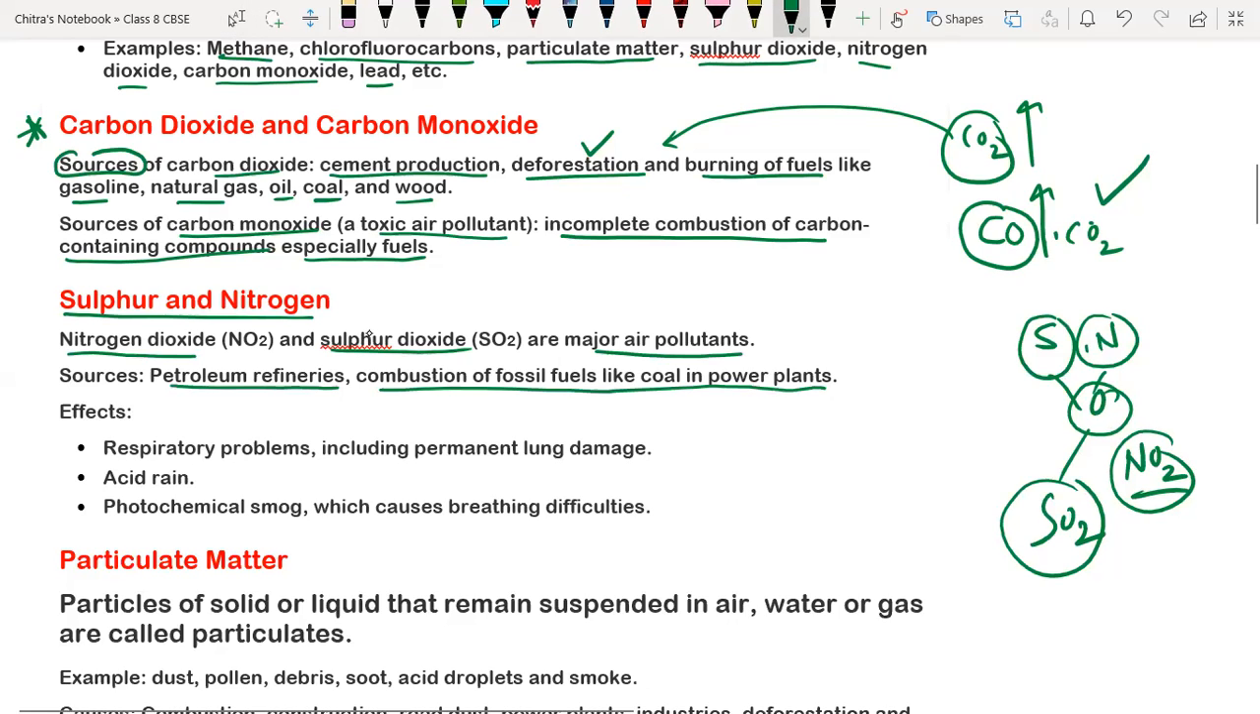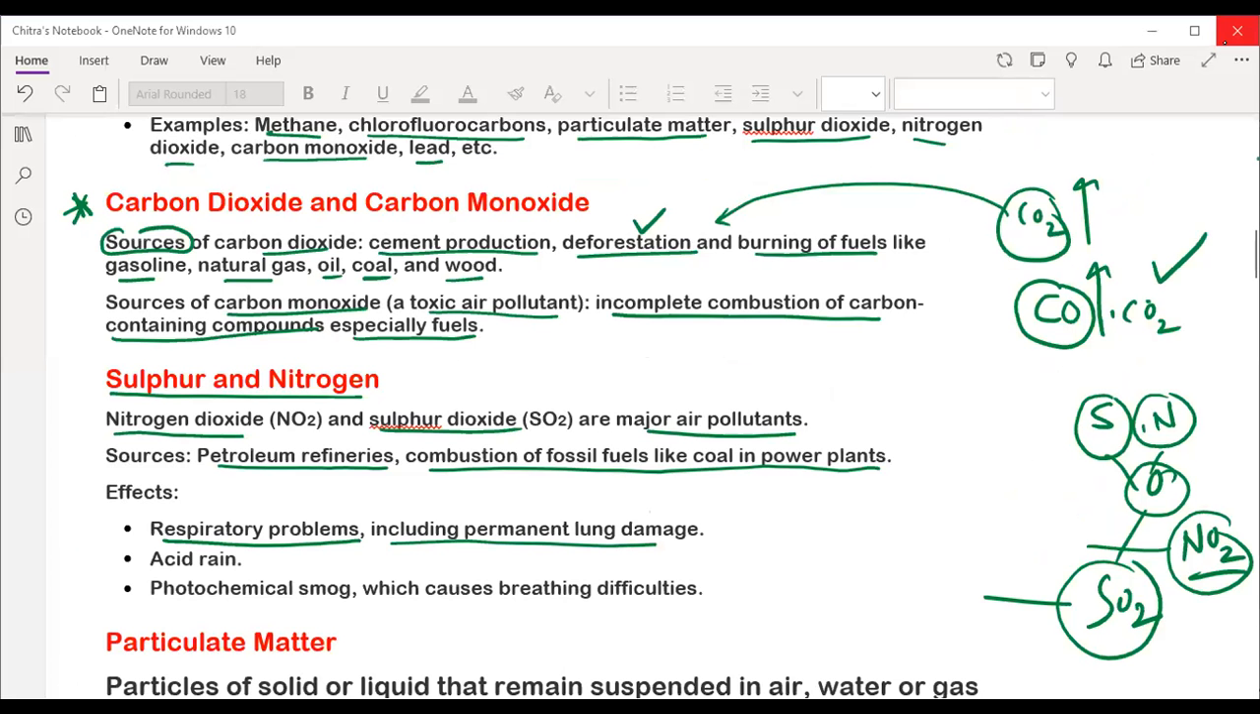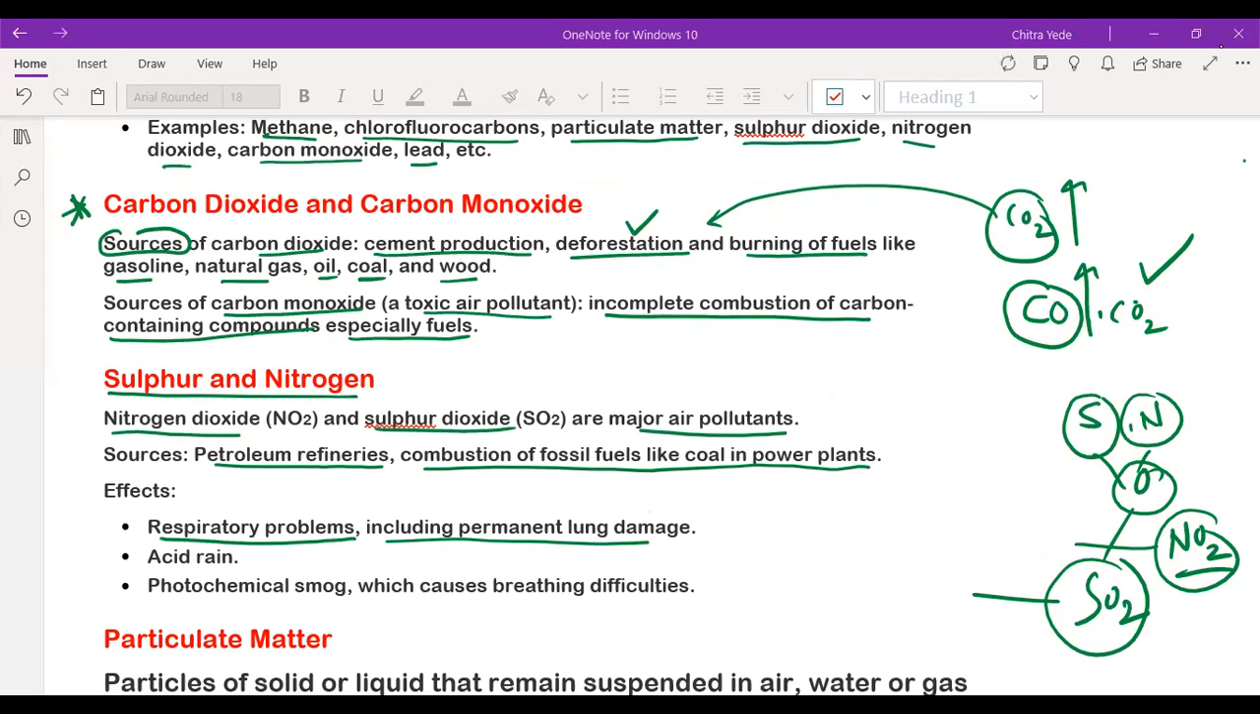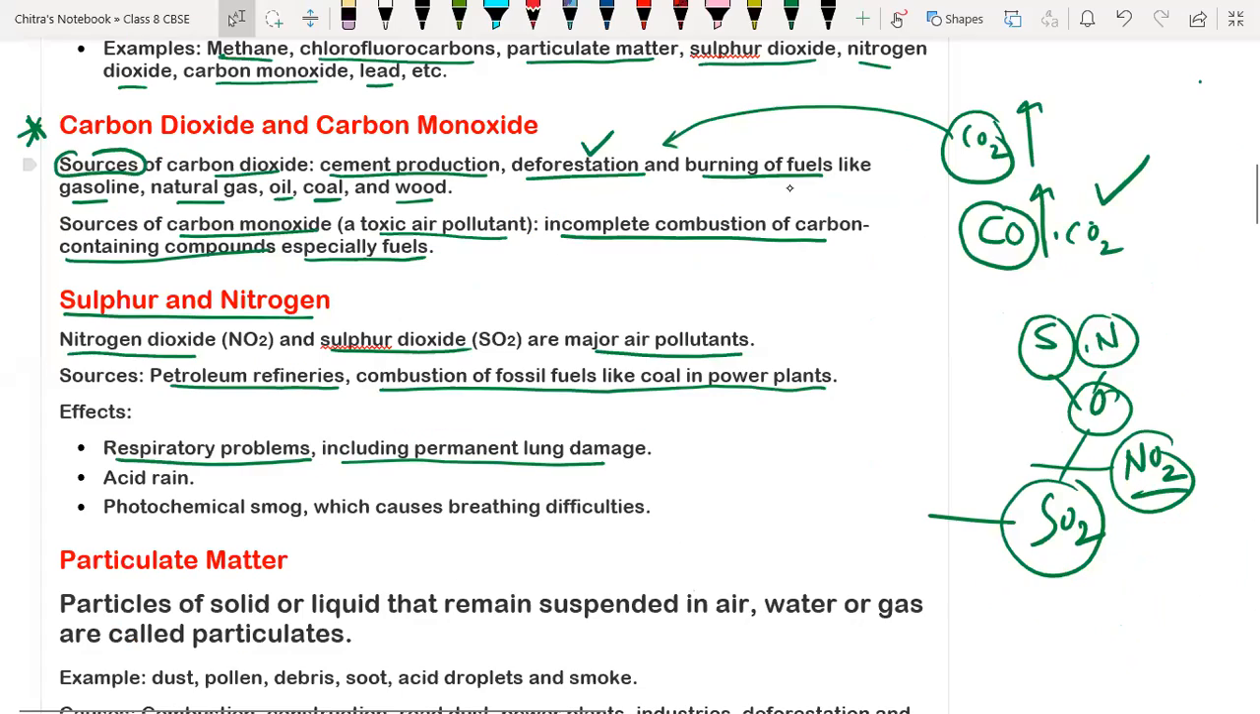How do they affect animals and other organisms? They directly affect the respiratory system of animals, including permanent lung damage. Sulfur dioxide and nitrogen oxide react with atmospheric components like water and air to form sulfuric acid and nitric acid. Sulfur dioxide reacts with water and oxygen to form sulfuric acid, which is H2SO4. The nitrogen oxide reacts with water and oxygen to form HNO3, this is nitric acid, beta.